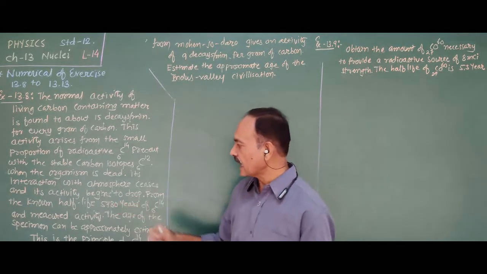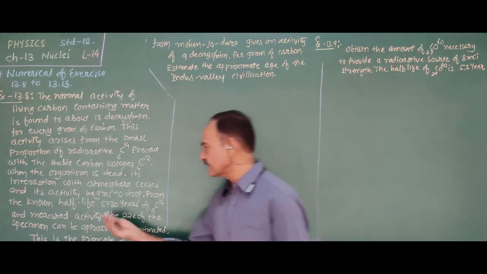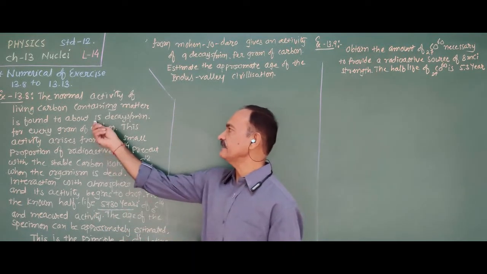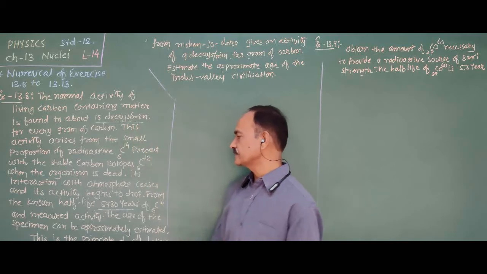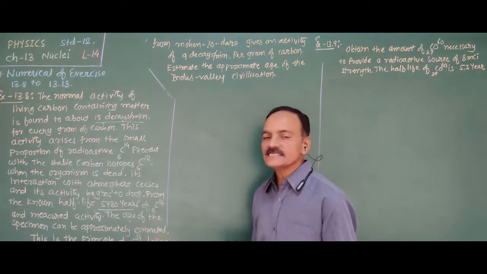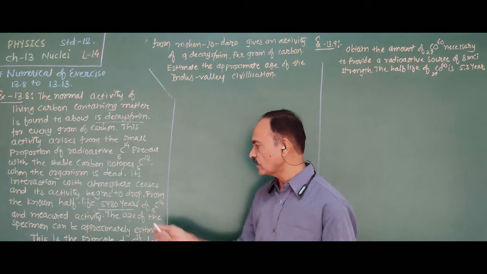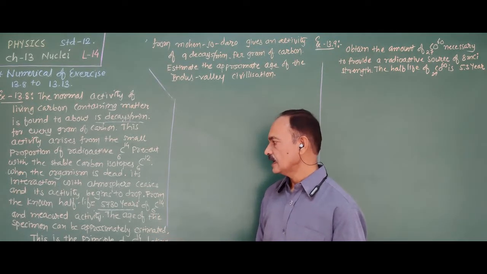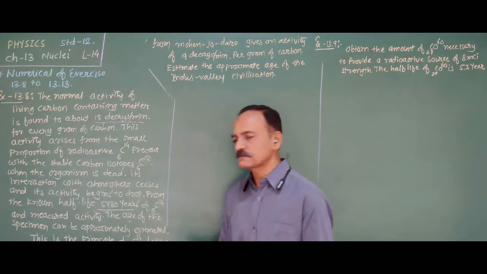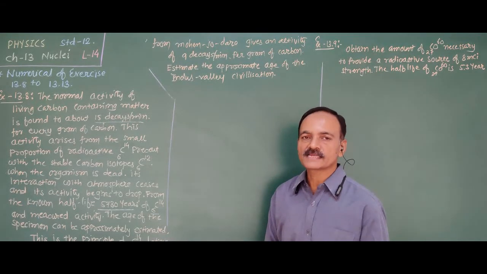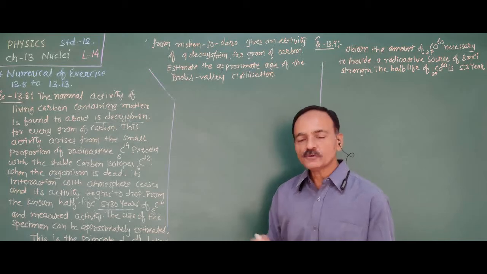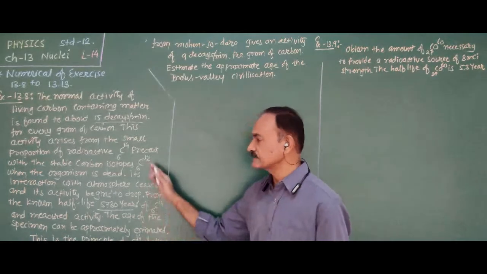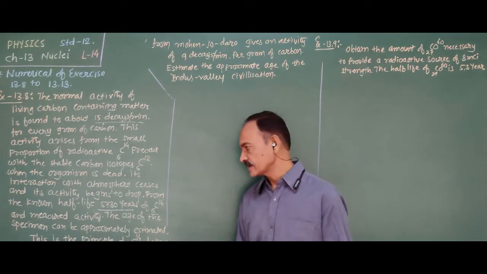From the known half-life, 5730 years, the half-life is given. Initial activity is given as 15 decays per minute. So 5730 years is the half-life of carbon C-14, right? The age of the specimen can be approximately estimated. We have to find out the time, the age of the specimen made from the carbon.